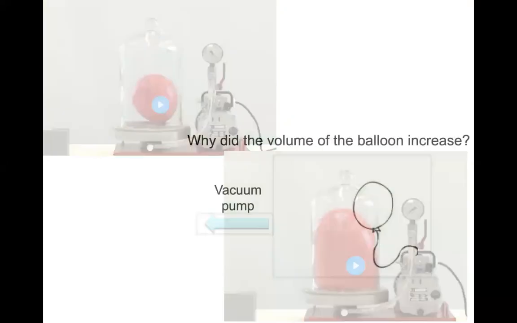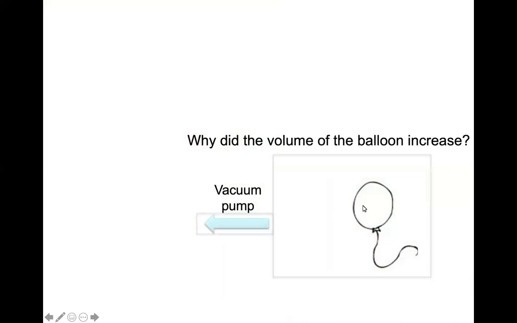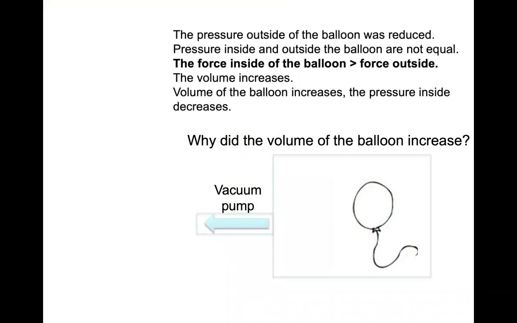So how do we begin to explain that? Why would the volume increase? Well, the volume changed because the pressure inside the balloon was no longer equal to the pressure outside. That's what leads to the volume change. I reduced the pressure in the bell jar on the outside by removing the air from there. The pressures were no longer equal, so the force inside the balloon was greater than the force outside. The balloon's volume increases until eventually the pressures end up being equal once again.